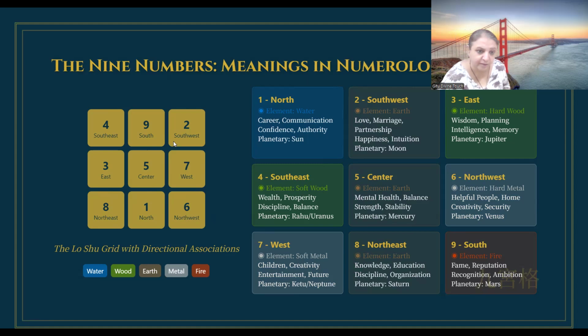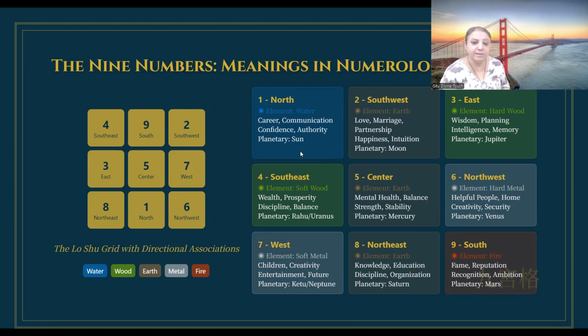This 2, 5, 8 diagonal is the earth element. It's easy to remember like this: 2, 5, 8 is earth. 1 is water. 9 is fire. 6, 7 are metals. 3, 4 are wood.